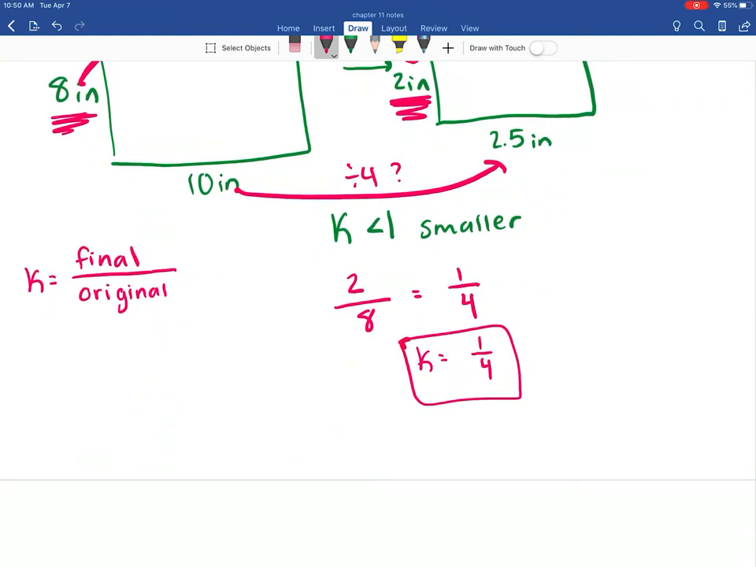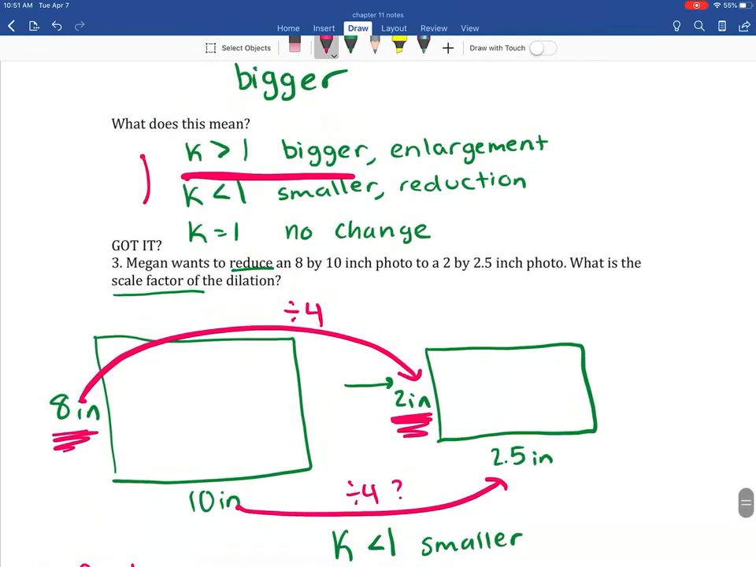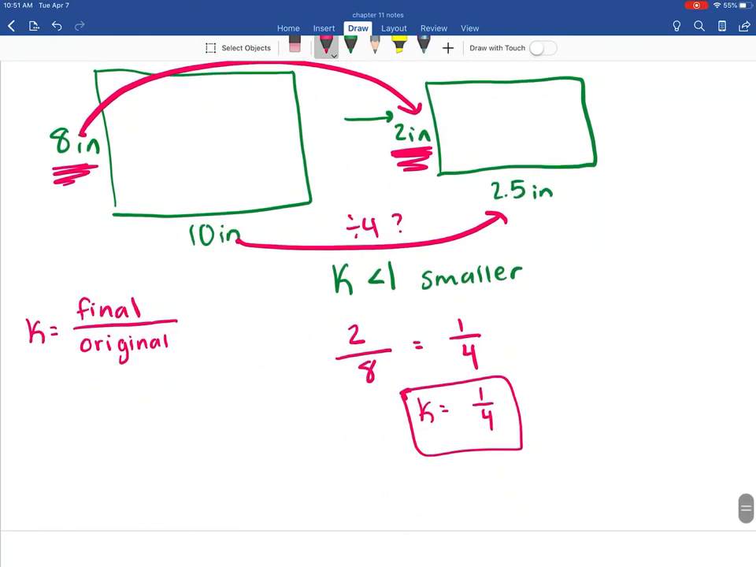So I would always check my answer and say, does it make sense? Did it get smaller or is it getting bigger? And compare it back to what you know to be true. That in order for something to get bigger, k has to be bigger than 1. And in order for something to get smaller, k has to be smaller than 1.